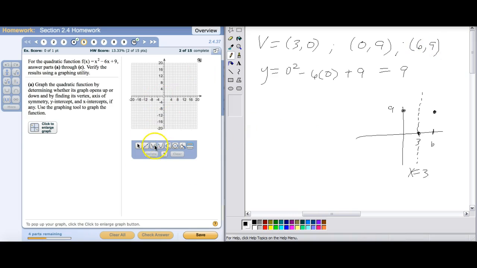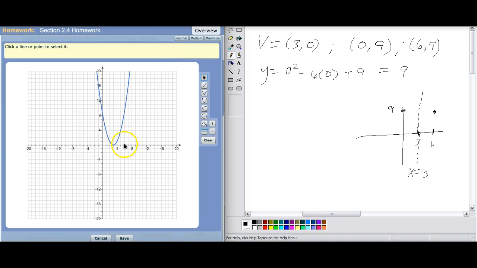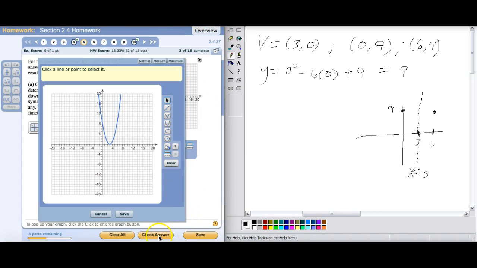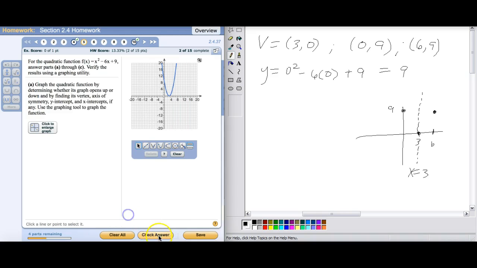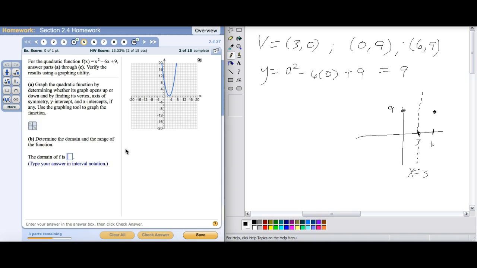So when we go over to our graphing tool, we see that we'll start off with the point 3, 0, and then go to the point 0, 9. And if we look closely here, we see that we also have a point at 6, 9. When x is 6, 1, 2, 3, 4, 5, 6, 7, 8, and 9. Okay. So it also crosses there. So we go ahead and check our answer. We'll save and then check our answer and see that everything is good there.